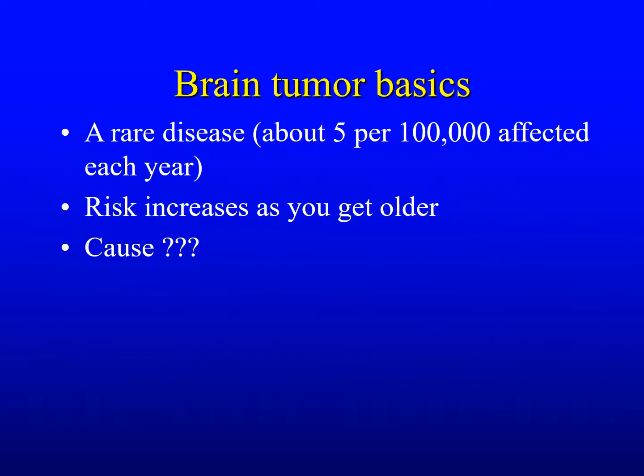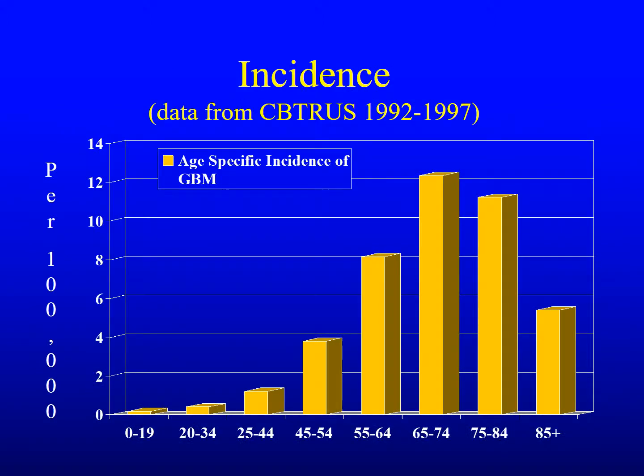So, brain tumors are a relatively rare disease in the population, affecting about 5 in 100,000, and the risk increases as we get older. We still don't have an exact cause of brain tumors, whether it's radiation from the environment, diet, trauma, or other environmental factors. We do know that the incidence increases with age, with a maximum between 65 and 74, as you can see here by this very high peak at that age.